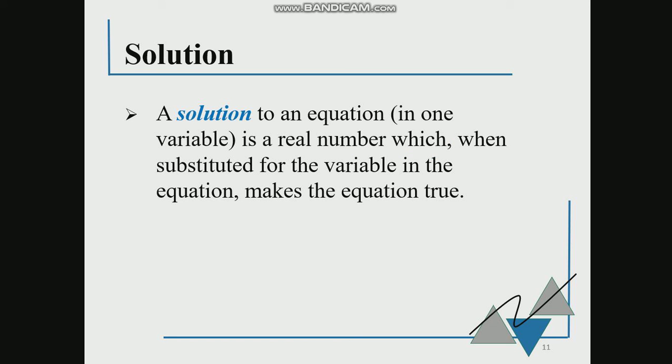A solution to an equation is a number that when we put it in for that variable, we still get a true equation. So that's how we check to see if our solution works. We need to make sure that the equation is still true.